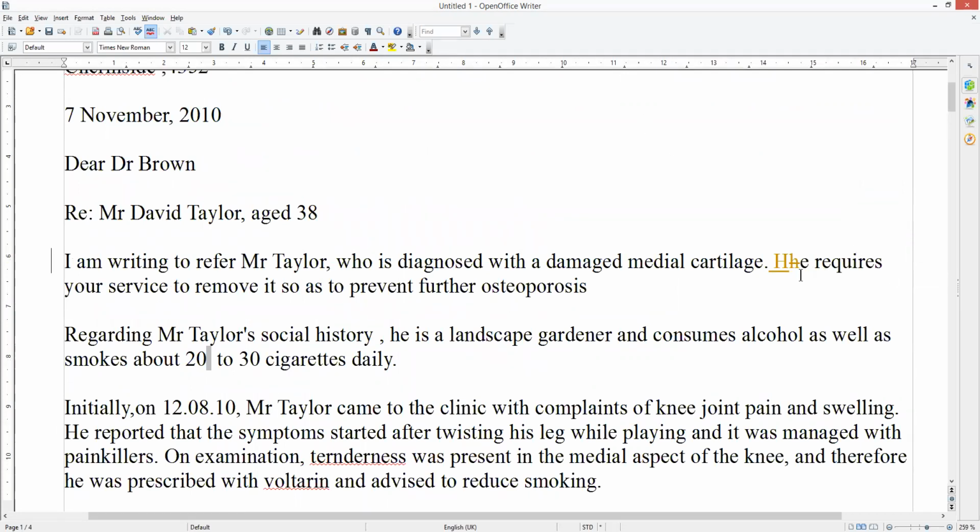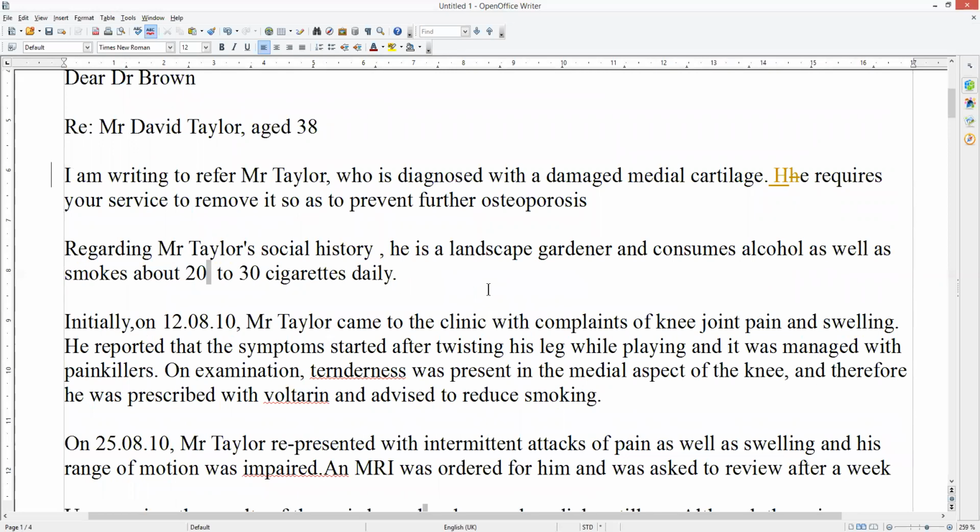Anyway, I would be tempted to make this a single sentence. I'm writing to refer Mr. Taylor, who is diagnosed with damaged medial cartilage and who requires your service. So I would join these into a single sentence using and or who, so as to prevent further osteoporosis. Regarding Mr. Taylor's social history, he's a landscape gardener and consumes alcohol.